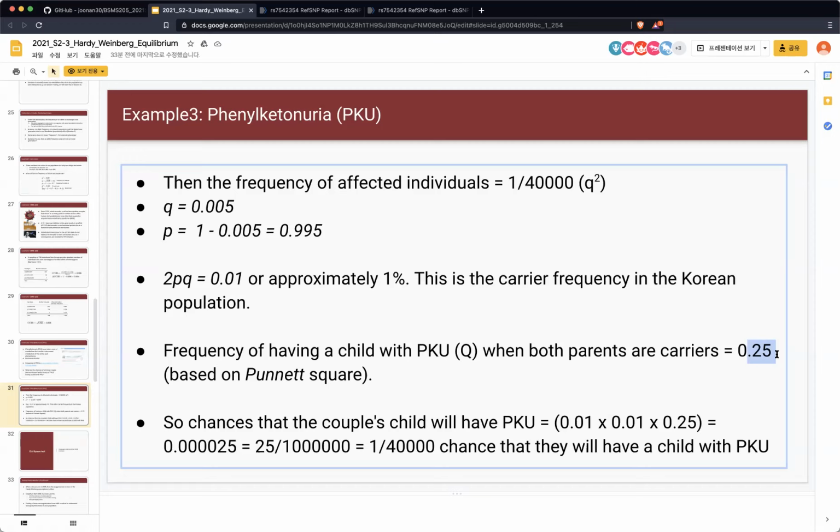25% chance of having a PKU child because this is the recessive pattern, right? So think about the situation: large AA, 2 heterozygous, and 1 small aa, right? So that is the 1-to-3 ratio. So that is the 25%. So the chance that the couple's child has PKU is 0.01 times 25%, 0.25. So that is approximately 0.00025, which is 1 in 40,000 chances of having PKU. So we can easily calculate that chance from the Hardy-Weinberg principles.